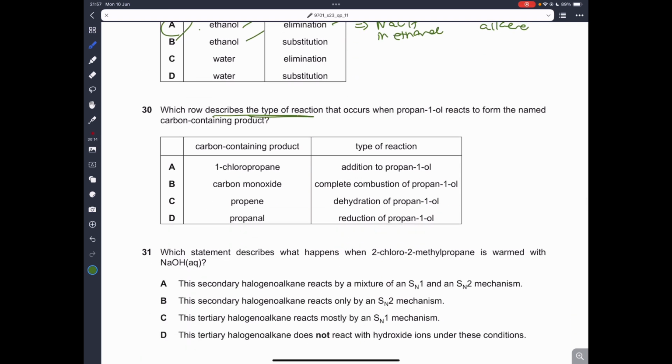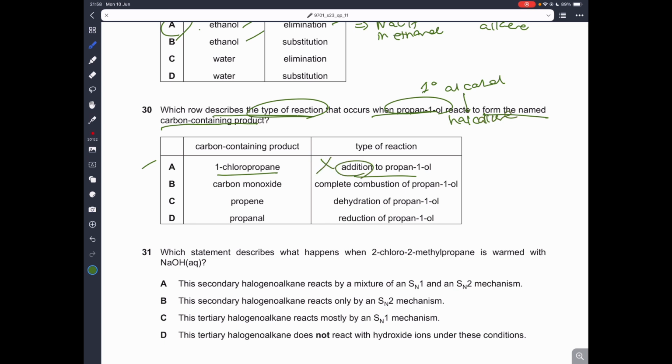30. Which row describes the type of reaction that occurs when propan-1-ol reacts to form the named carbon-containing product? Propan-1-ol is a 1-degree alcohol, a primary alcohol. And this can form haloalkane. In option A, it's turning into haloalkane, and this is not an addition reaction. This is a nucleophilic substitution reaction.